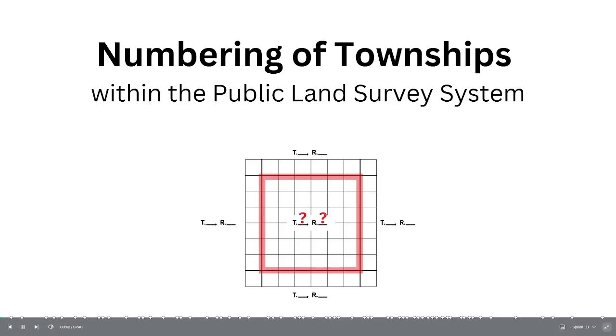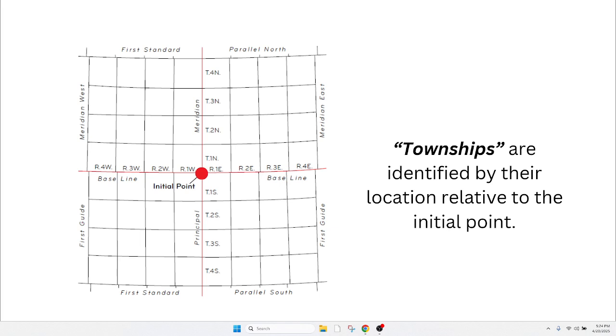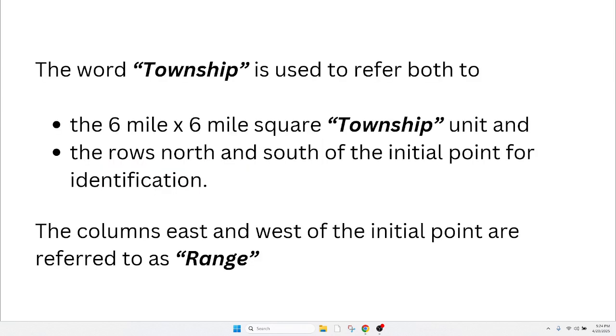This short video will review how the townships in the Public Land Survey System are numbered and identified. The 6 mile by 6 mile square township units are identified by their location relative to the initial point. The word township is used to refer both to the 6 mile by 6 mile square township unit and the rows north and south of the initial point for identification. The columns east and west of the initial point are referred to as range.